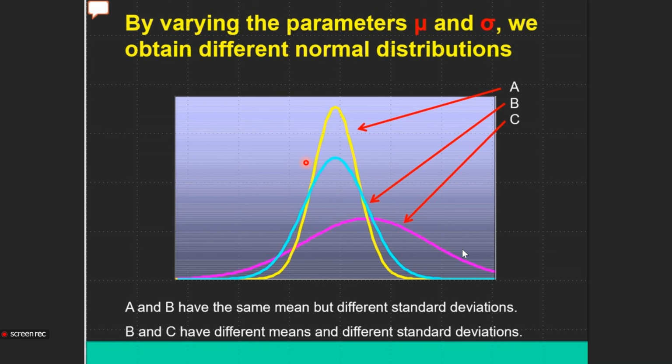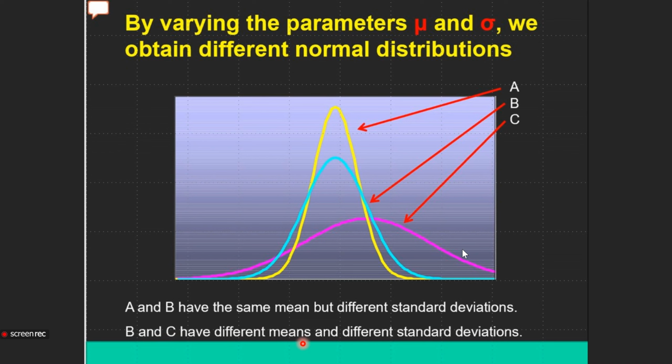Take a look at these different normal distribution curves, A, B, and C. A and B have the same mean, but different standard deviation. So when you look at A and B, they have the same mean. You can see the peak of the two curves is located at the same point. So we say they have the same mean, but different standard deviation. You can see the slope points of the two curves differ slightly.